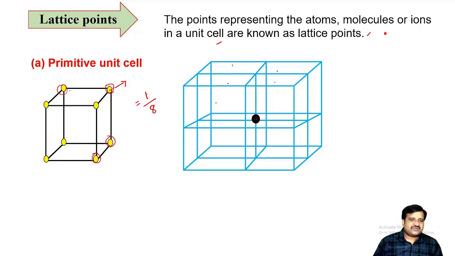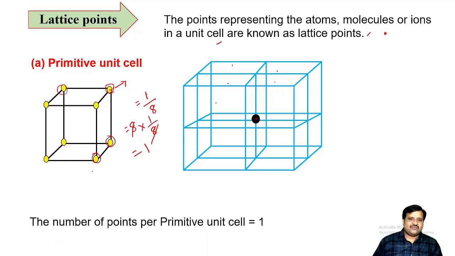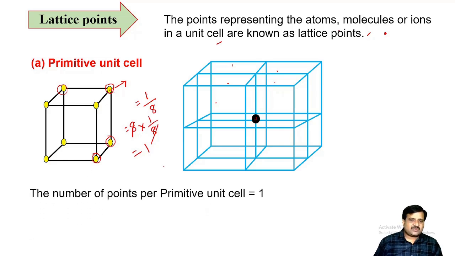So the primitive unit cell contains 8 corners, so 8 into 1 by 8 equals 1. So the total number of atoms per primitive unit cell is 1. The number of points per primitive unit cell equals 1, because there are 8 corners and each corner is shared with 8 unit cells.